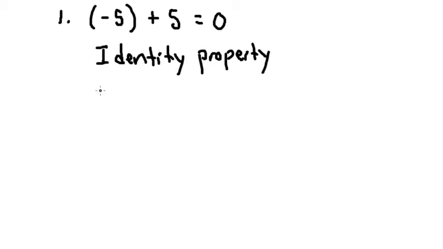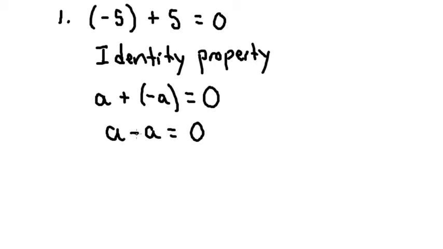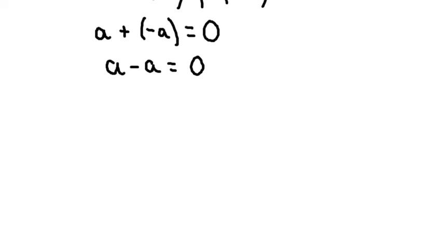Since the identity property says a plus -a equals 0. So anytime you have a number plus its negative, that goes to 0. Another way to write that is a minus a equals 0. So if you start with a number and you subtract the same number, that's going to give you 0, and that represents the identity property. So number 1 would be the identity property. Going on to number 2.